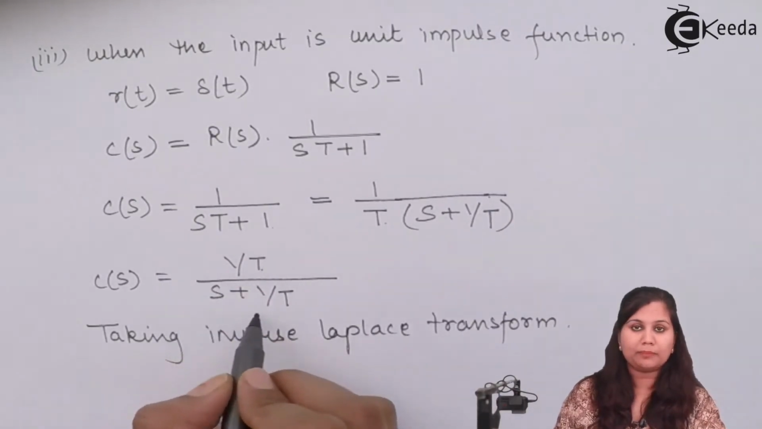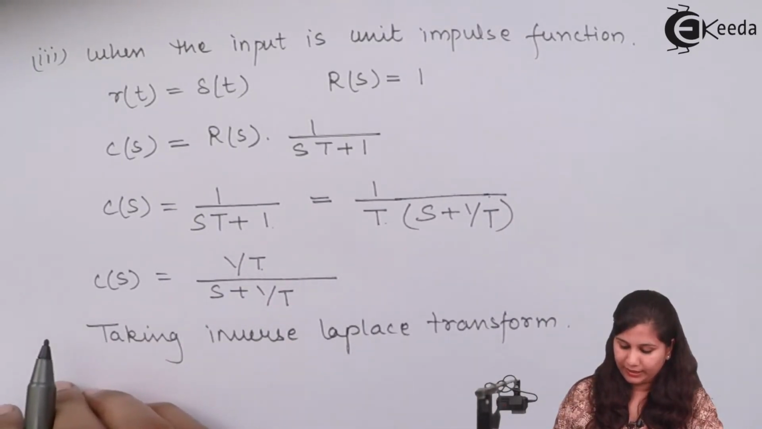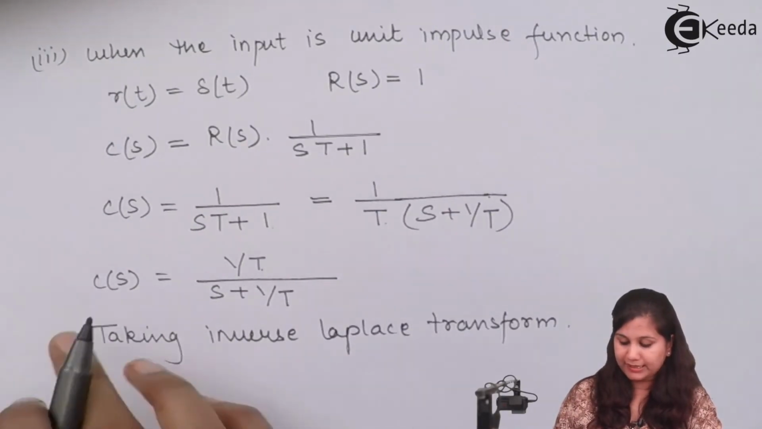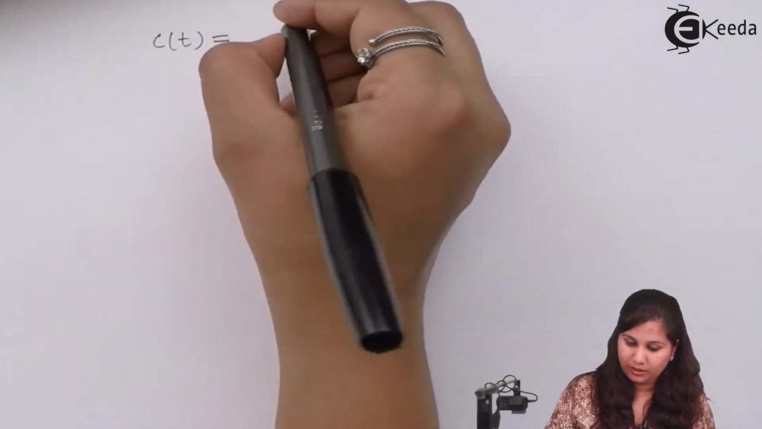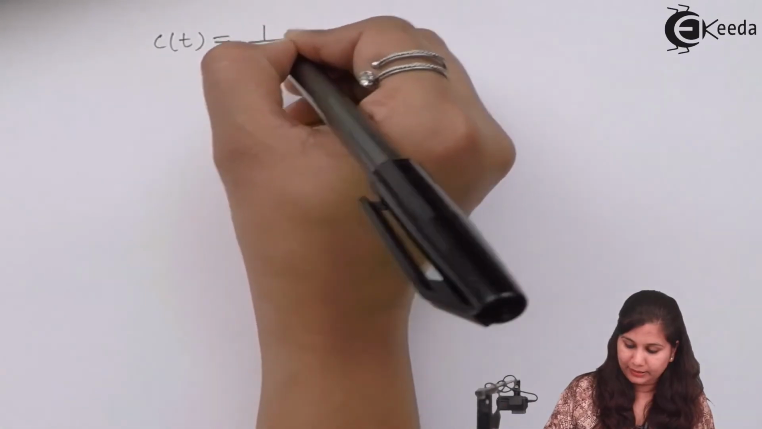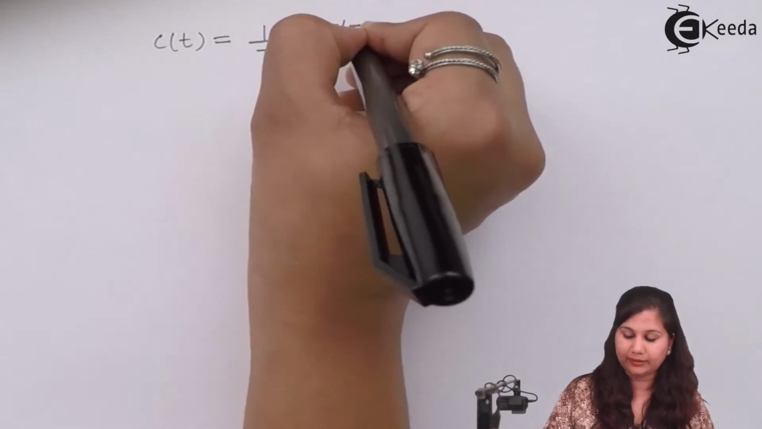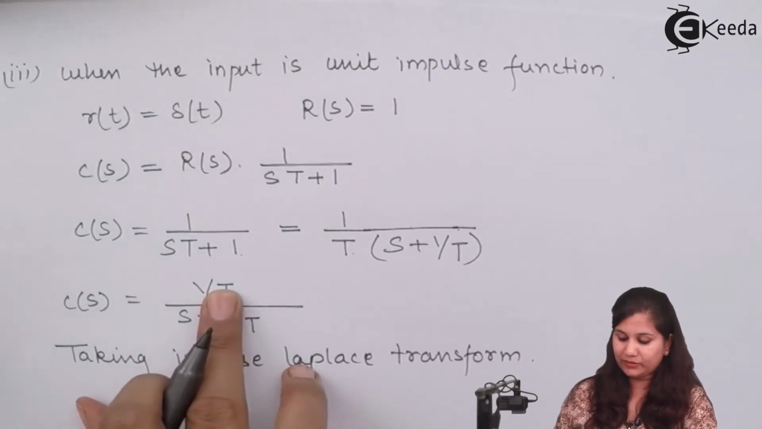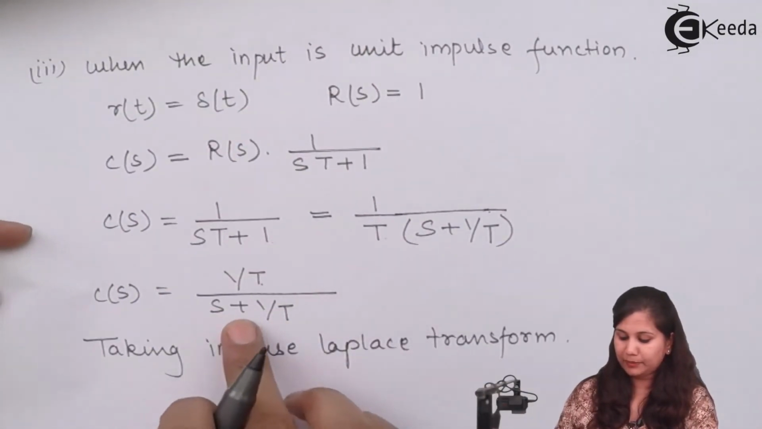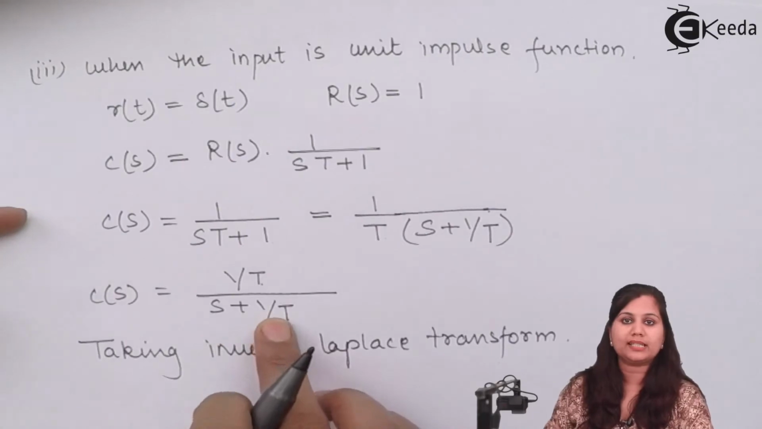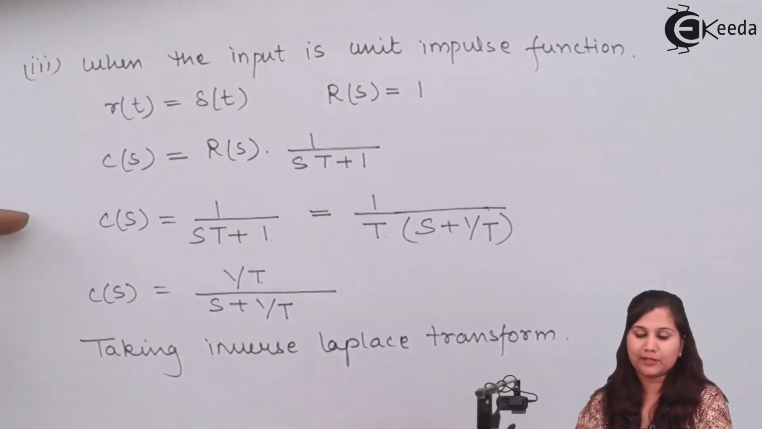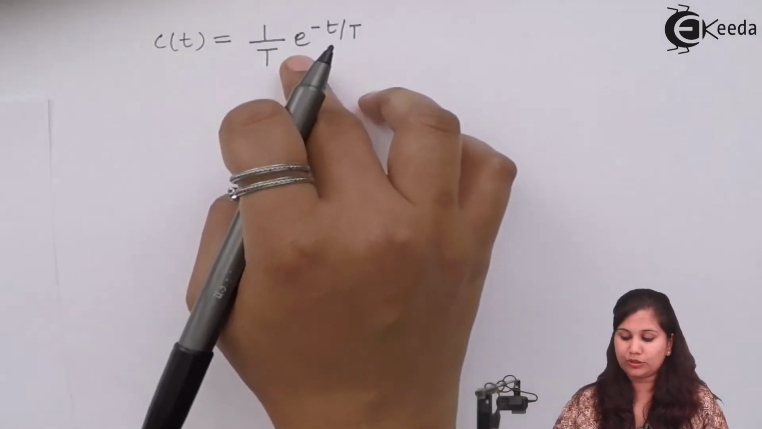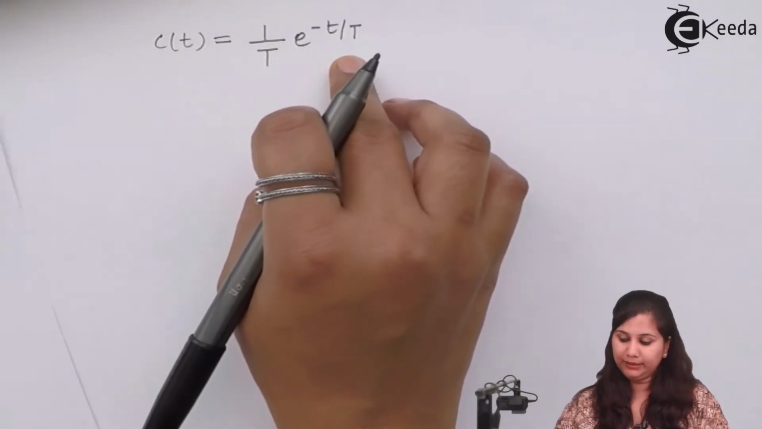this is for e raised to the power minus at. So we can write the inverse Laplace transform of C(s) will be c(t). So c(t) will come out to be 1 by T e raised to the power minus t by T. This 1 by T is written as it is, and this s plus a gives e raised to the power minus at. Applying the standard inverse Laplace formulas, it will be e raised to the power minus t by capital T.